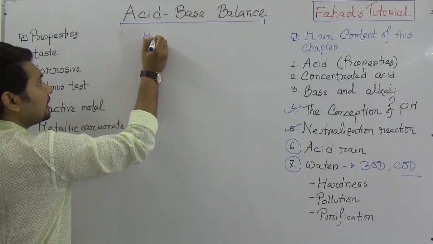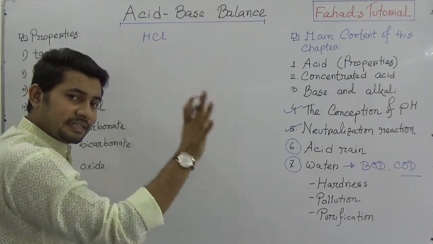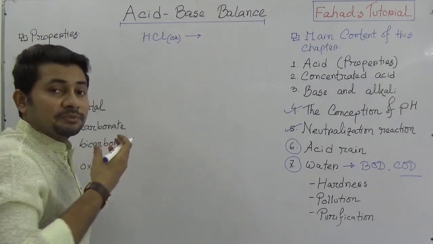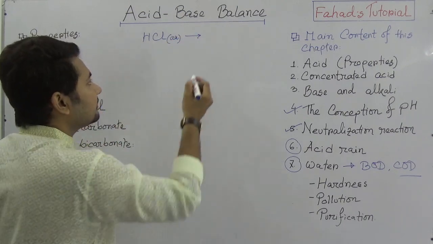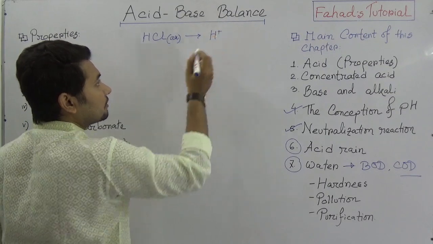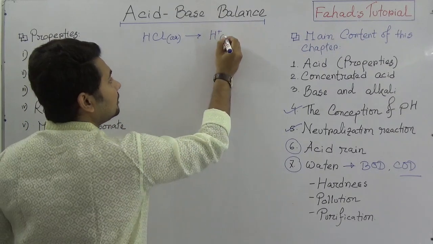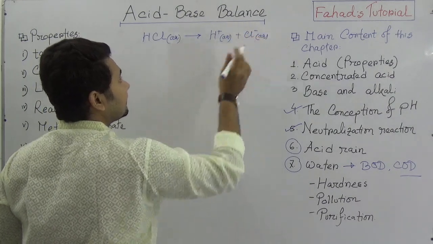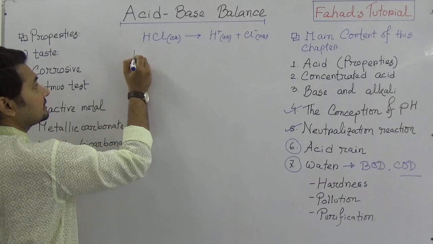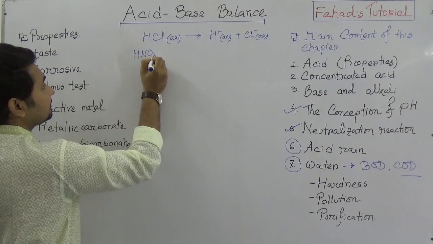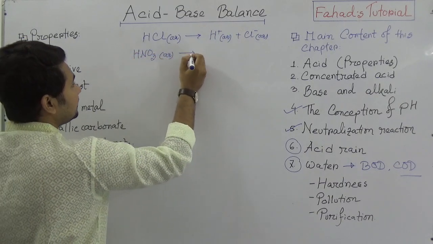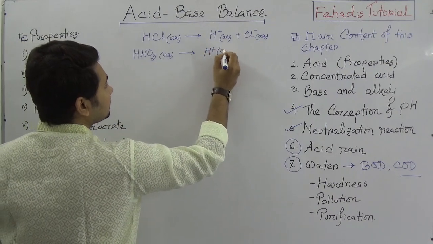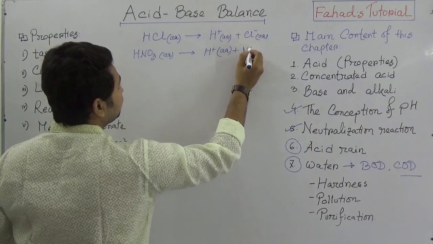Simply think about hydrochloric acid, which is already given in your book. In aqueous solution, when it dissolves, the proton or hydrogen ion will be dissociated, along with a chloride ion. Think about nitric acid in aqueous solution. When it dissolves in water, it produces a proton and a nitrate ion.